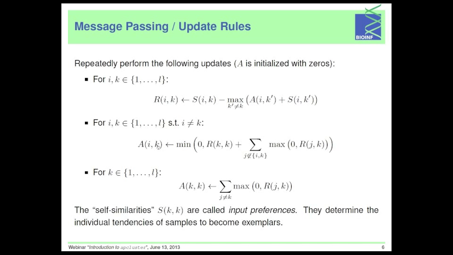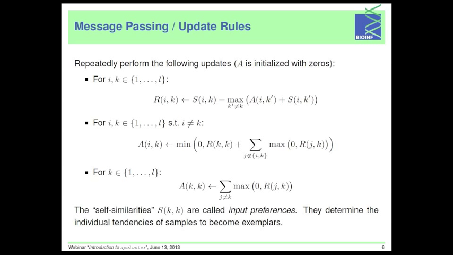Whereas for the update of the availability matrix, we have a special rule for the diagonal and another rule for the off diagonal. And for the update of the responsibility, we have one particular thing here, namely if i is k, we have the diagonal of the similarity matrix. So S is the similarity matrix, and these self-similarities S_kk are very important to control how many clusters you get.